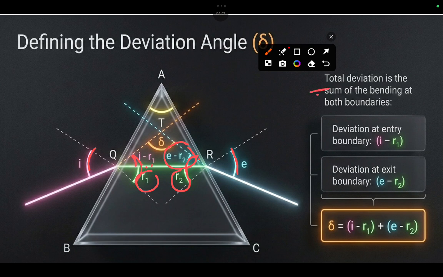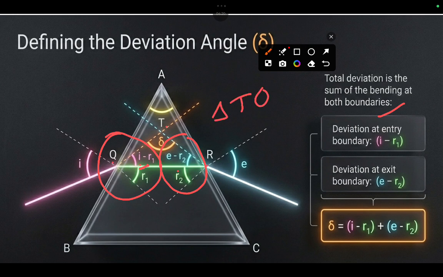In a simple way we consider total deviation is the sum of the bending at both the boundaries. That means the boundary at the beginning, at entry level, this bending is the deviation at the entry boundary, that is I minus R1. Deviation at exit boundary is E minus R2. So total deviation, from triangle TQR, the exterior angle delta is equal to the sum of the interior angles, that is I minus R1 plus E minus R2. These two are interior angles, where this delta symbol, this deviation, is the exterior angle.